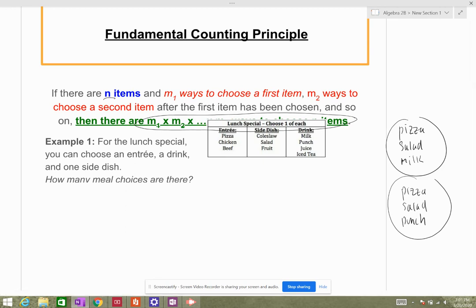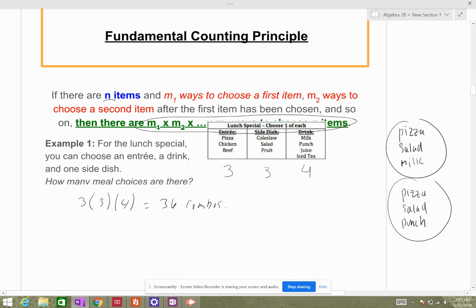So instead, I'm going to take the fact that there are 3 possible entree options, there's 3 possible side dish options, and then there's 4 possible drink options. To figure out my total number of combinations, I can simply do 3 times 3 times 4. And if I do that, I'm going to get a total of 36 combinations. Okay. So that's how our fundamental counting principle works.